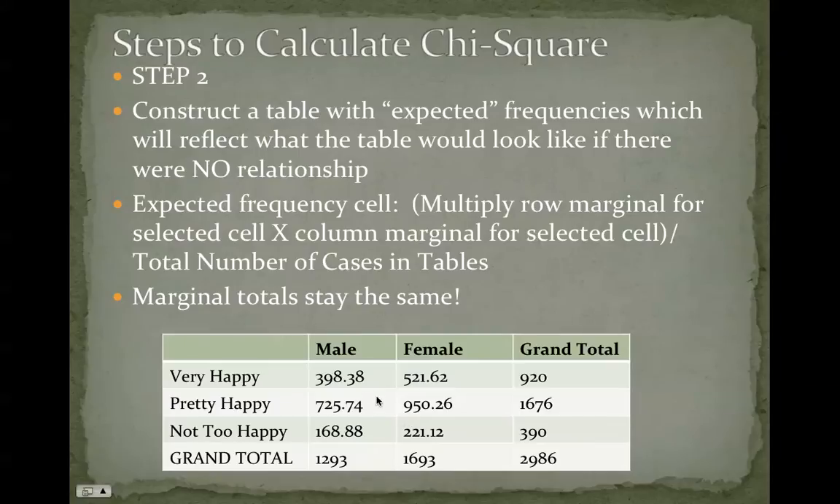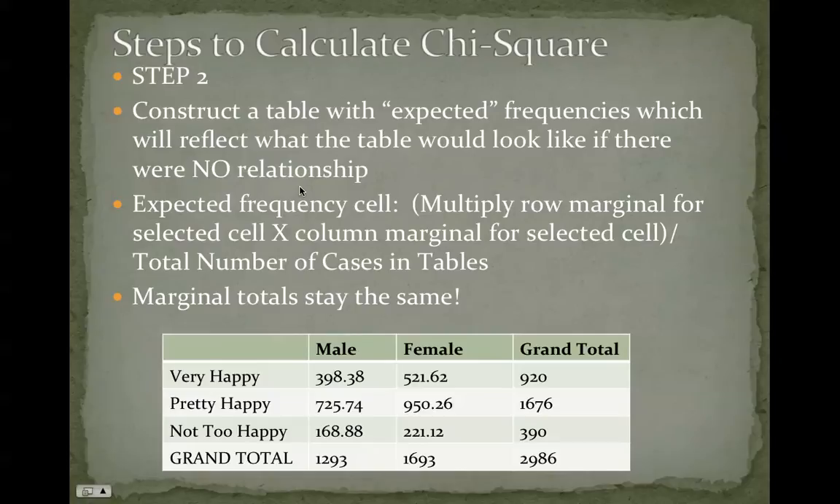Here I've calculated these expected frequency cells, and the way you calculate them is you multiply the row marginal, here say 920 for the selected cell. So I'm interested in very happy and male, okay? So it would be the marginal total for the row times the column total, 1293, and then you divide that by the total number of cases in the table. So in other words, your total sample size.